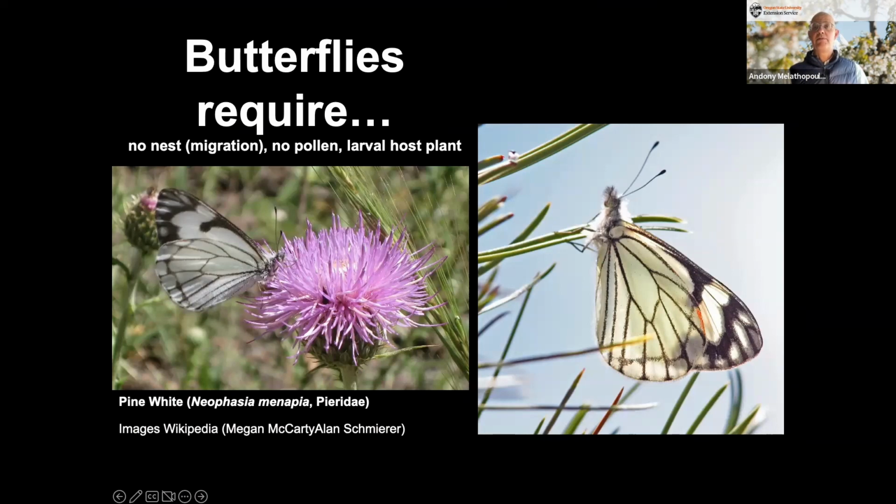this female will go from flower to flower, gathering nectar, but really her life cycle takes a different turn in that she needs a place to lay eggs for her larva, and her larvae are going to eat that host plant. And in the case of the pine white, it's pine needles.